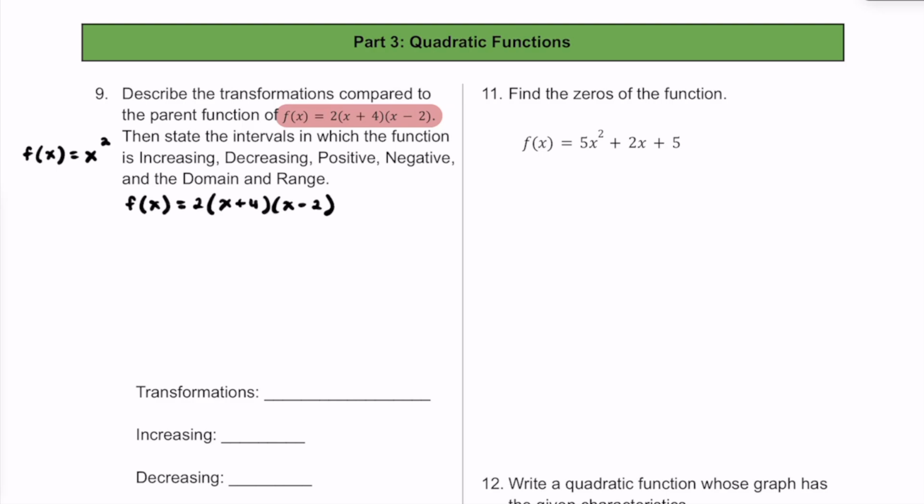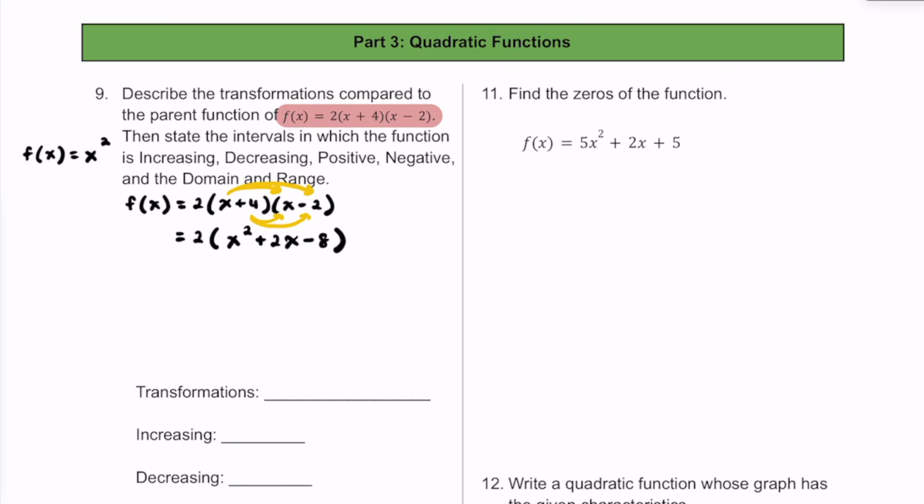All right, so here's the function that we were originally given. It's in factored form. It's going to be a little bit easier to see the transformations if we rewrite this into vertex form. So I'm going to go ahead and multiply this out. So I'm going to have x times -2, 4 times x, and 4 times -2. This way we can turn this into standard form. So we have 2 times the quantity of x squared, the minus 2x plus 4x combined to make a plus 2x. And then the 4 times -2 we said was -8 here.